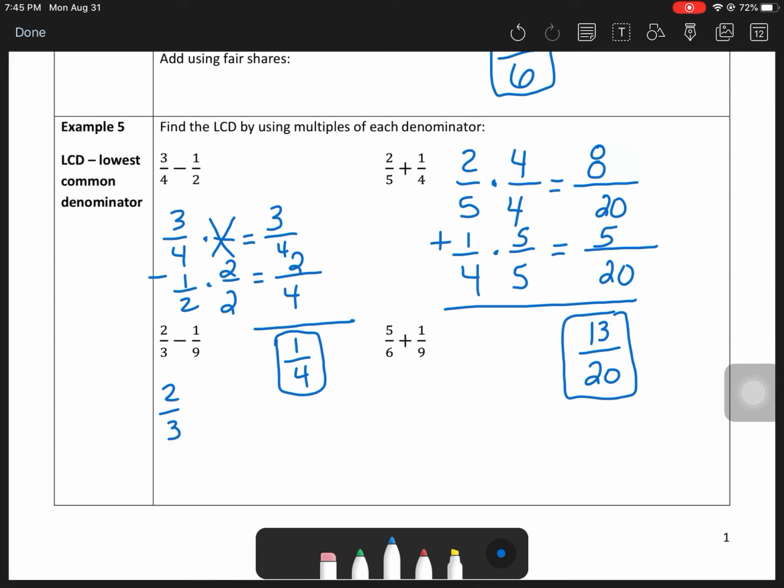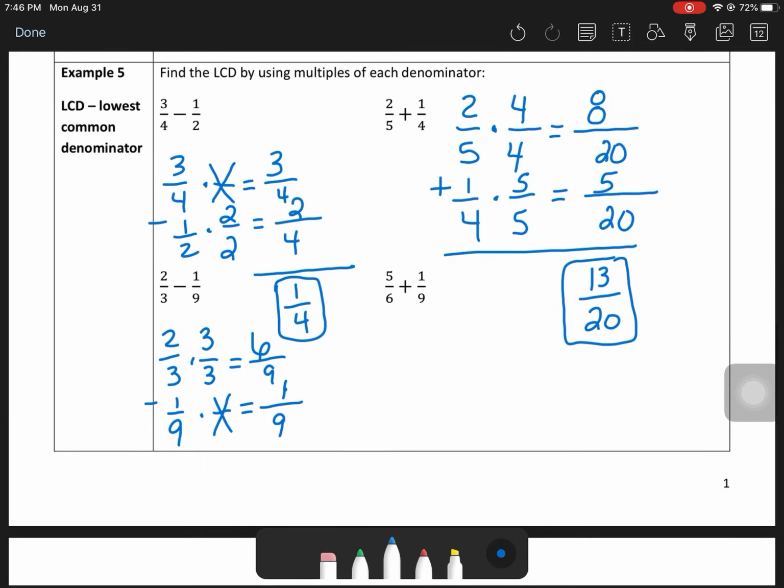Write the next example up and down vertically. Decide what we are going to multiply by, so times blank equals blank. If I count by 3's and I count by 9's, the first time they would be the same is 9. So I don't have to change my bottom at all. But on the top, I'm going to multiply both the top and the bottom by 3 to get 6/9. So if I subtract the two, 6 minus 1 is 5, and we keep the bottom number, the denominator, the same, which is our whole.